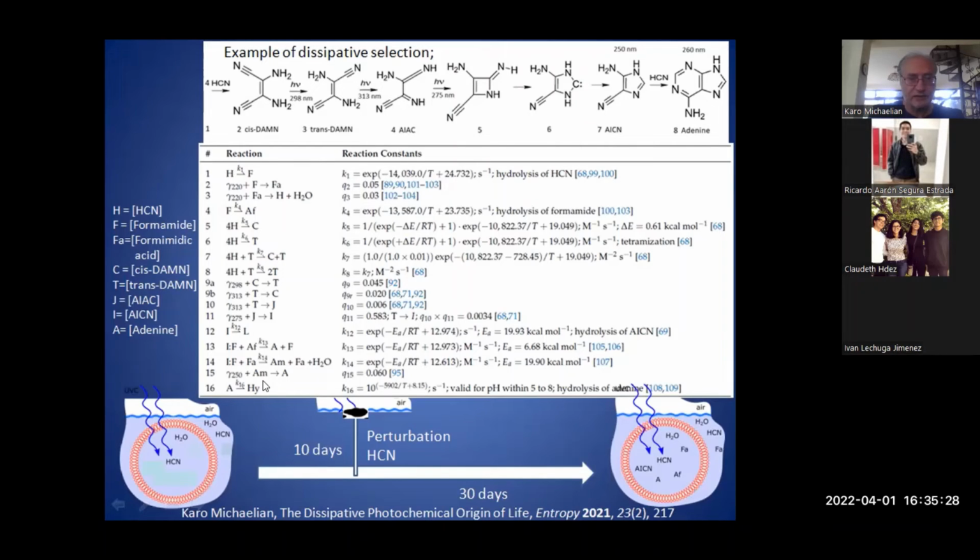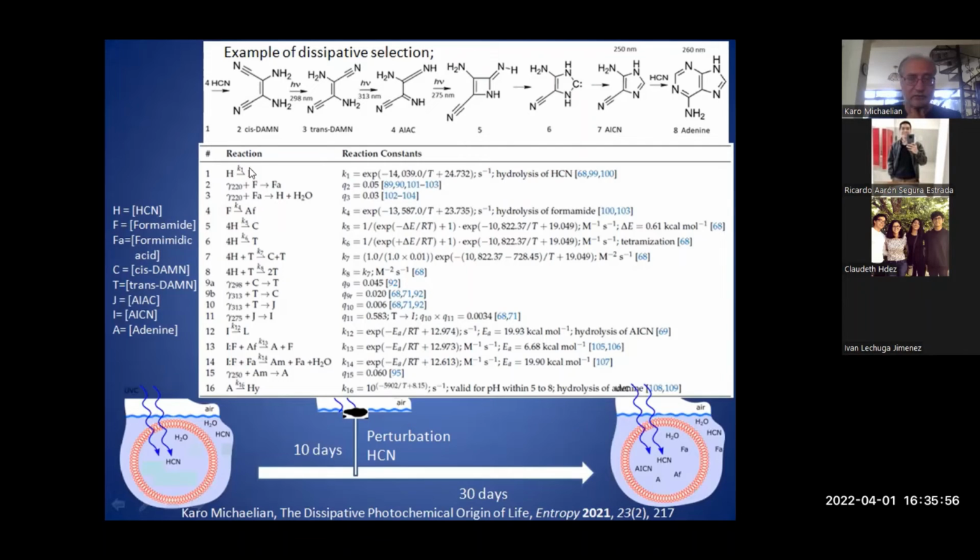There's actually 16 here for the production of adenine, and there are only 7 reactions listed here. But we have to take into account those reactions which are also in competition with the reactions to produce adenine. Some of those reactions in competition are, for example, hydrolysis. That means the adding of a water molecule to hydrogen cyanide, which is represented by H here.